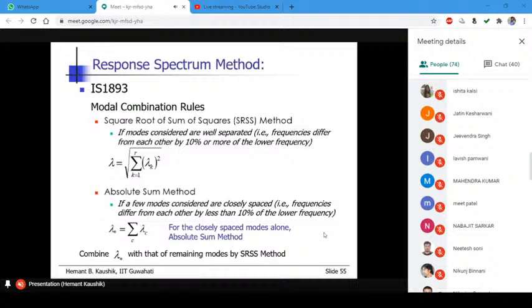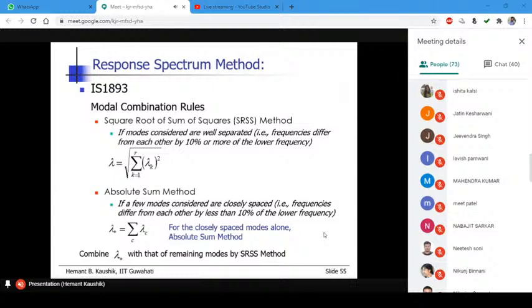Then next is the square root of sum of squares, the SRSS method. So these are different methods. Another is simple absolute sum, you just add everything. Now you cannot use any of these methods for anything. There are requirements, for example, SRSS can be used if the modes are very well separated. That means if the frequencies differ from each other by 10% or more, only then you can use it, in the sense that this will give you better results.